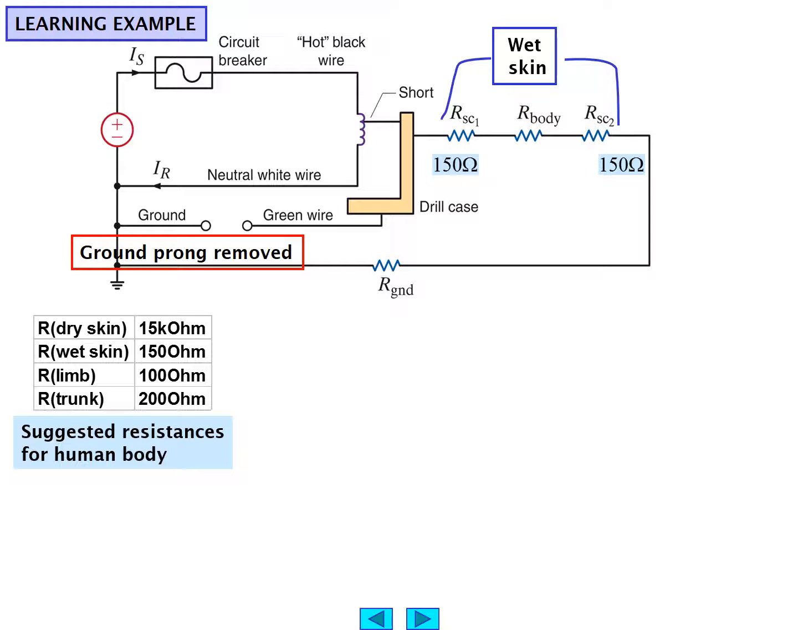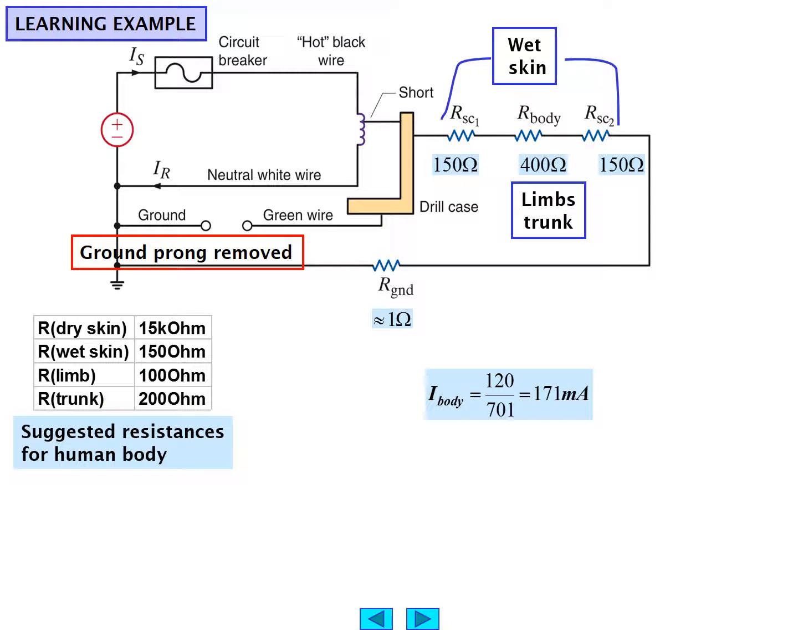So basically, we can consider this as the path, if you will, through the skin, touching the drill case, through the body, and then through the skin again to ground, and include the nominal resistance of the limbs or the trunk, and the ground return of about 1 ohm, usually quite small.